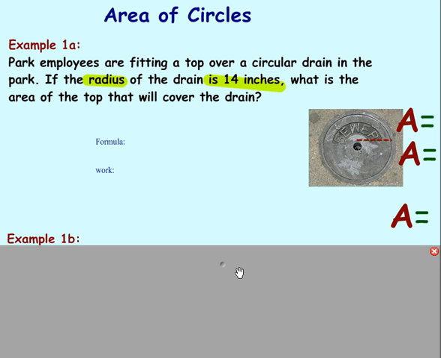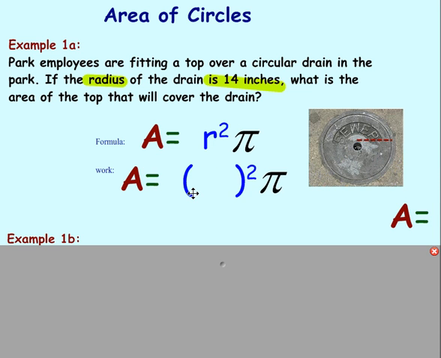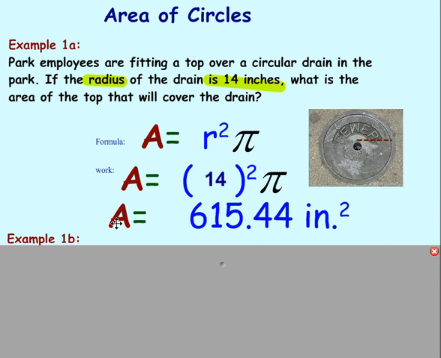If you look at the question right here, it says park employees are fitting a top over a circular drain in the park. If the radius of the drain is 14 inches, what is the area of the top that will cover the drain? I'm going to go over this kind of quick, so you might have to hit pause to do this. I'm hoping that the last two were easy for you, so this should be just a nice review. Got your formula, pi r squared. I've got 14 as my radius. I just put it in there. Hit that on your calculator, 14 squared times pi, and you should get this answer.